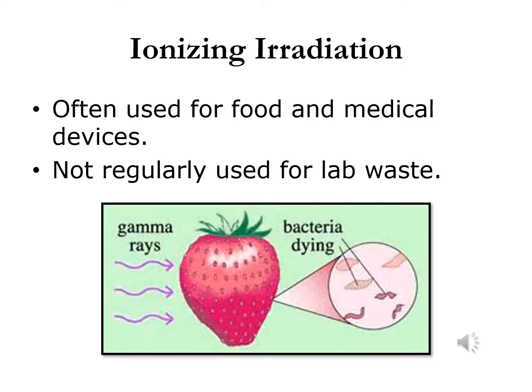Ionizing irradiation is a method of killing bacteria and some funguses in some processes. Usually food and medical devices are the two items that are decontaminated with ionizing irradiation. It's not very often at all used for lab waste. And again, I'm just mentioning this method so that you will have heard of it. And no, it won't make anything that you're using radioactive.